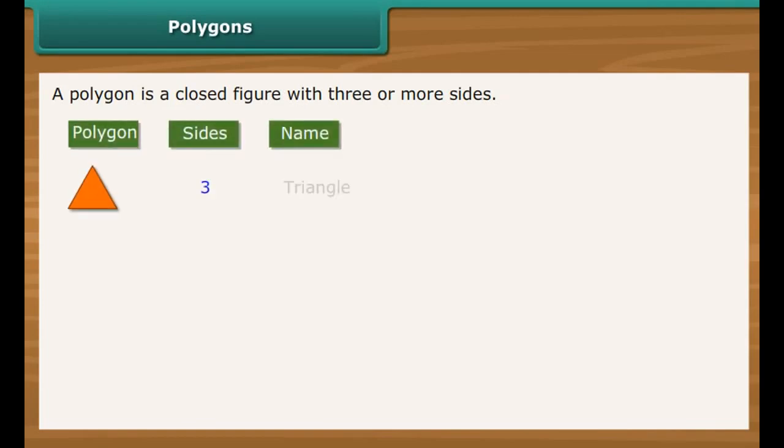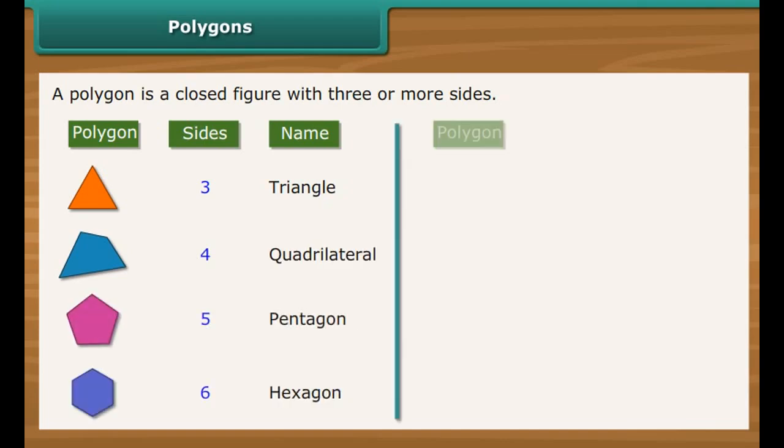Self-assessment. Let us know how much you have learned. Drag and drop the figures on their descriptions. Polygons. A polygon is a closed figure with three or more sides. Here are some polygons. Let us count their sides and name them.